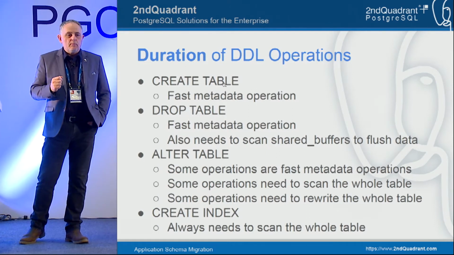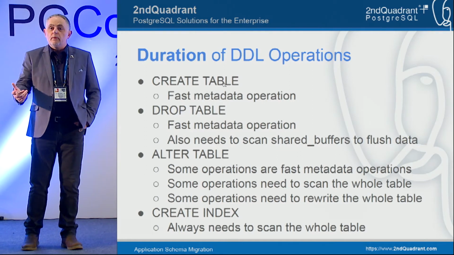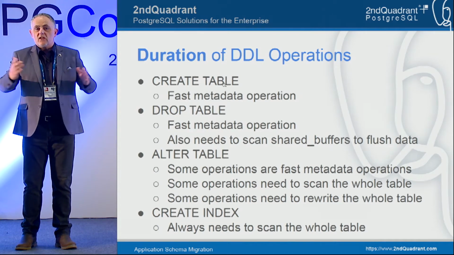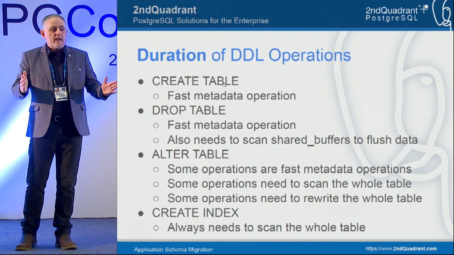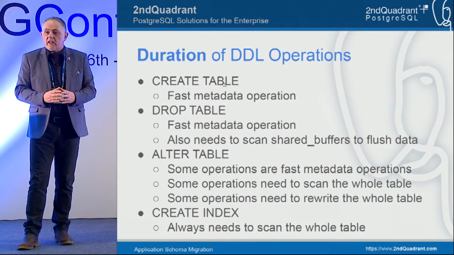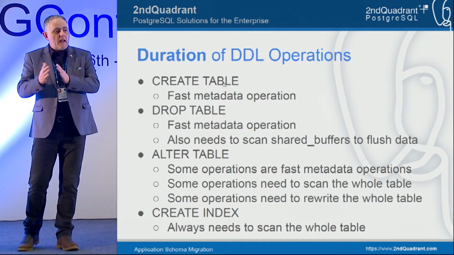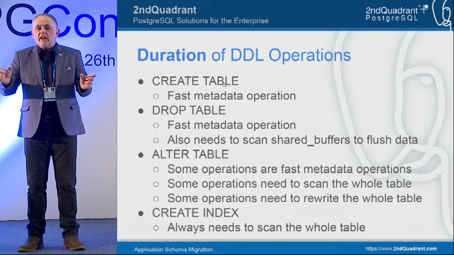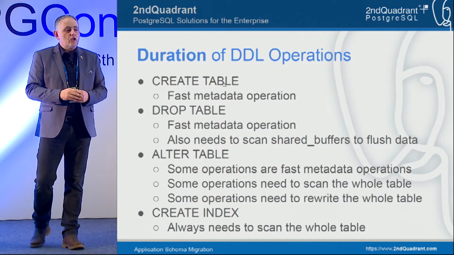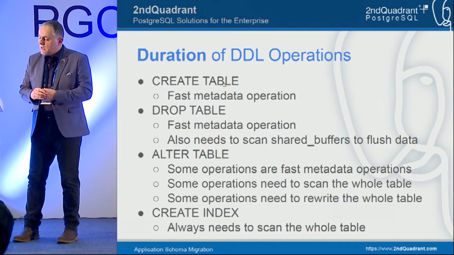Create index, for example, always needs to scan the complete table, even if you're building a partial index. And as you might expect, therefore, the bigger the table is, the longer the create index will take. And that's one of the reasons why we use partitioning, because partitioning allows you to split your table up into similar size units, and that puts a maximum duration on the execution of the DDL operations. That's a particularly useful thing.